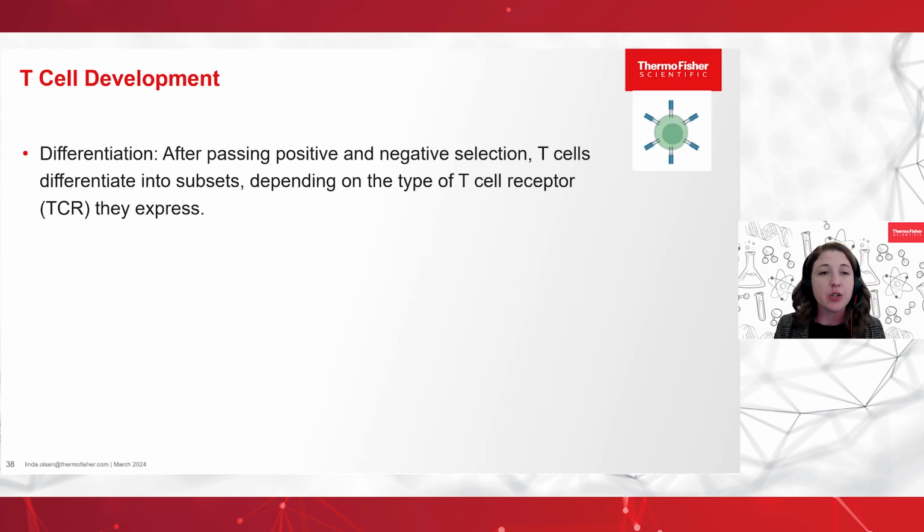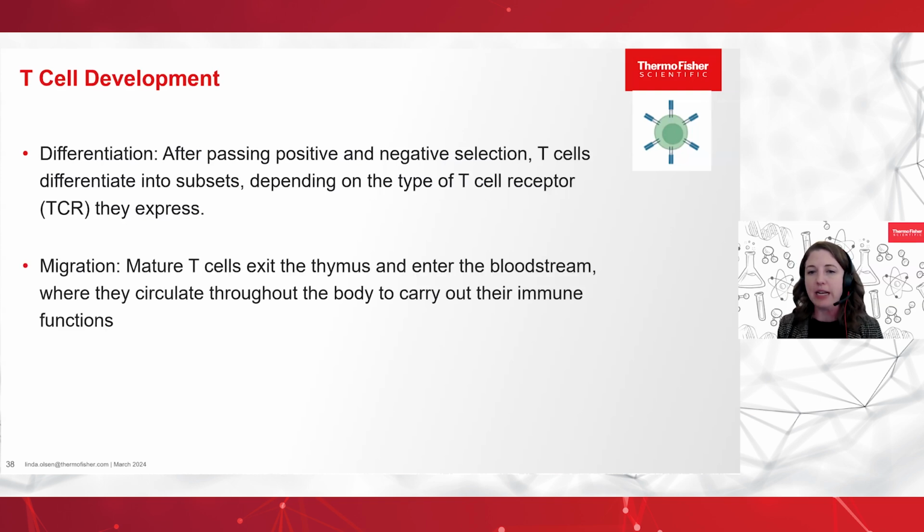The cells then undergo differentiation. After passing through those selection series, the T cells differentiate into subsets depending on the type of T cell receptor they express, and they'll begin expressing CD4 or CD8 or the appropriate additional markers. And then they migrate out of the thymus and enter the bloodstream, where they circulate through the body to carry out their immune functions.